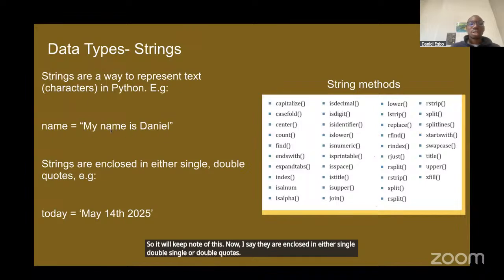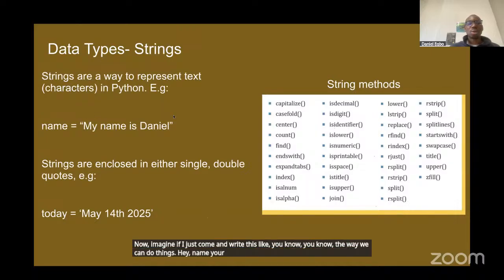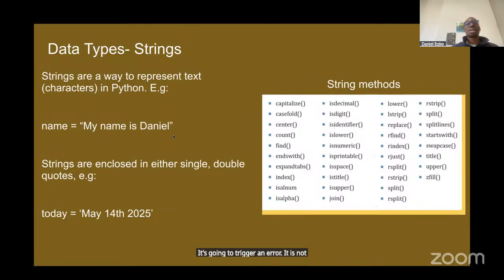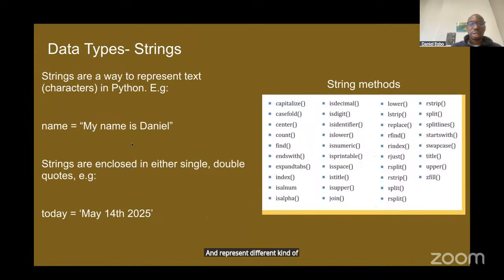Now imagine if I just write name equals my name is Daniel without enclosing it. It's going to throw an error. It is not going to recognize it. So these are some of the concepts that you need to understand, especially for beginners, that if you are writing a string, you need to enclose it. In the Jupyter notebook that was sent out, you're going to see a number of examples of how to manipulate and represent different kinds of characters in a string.